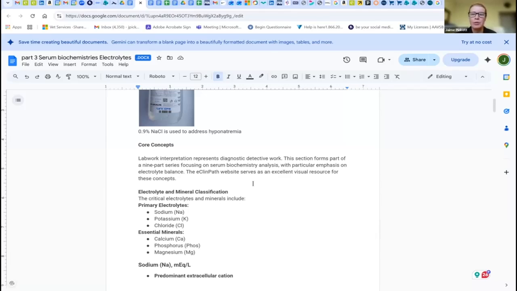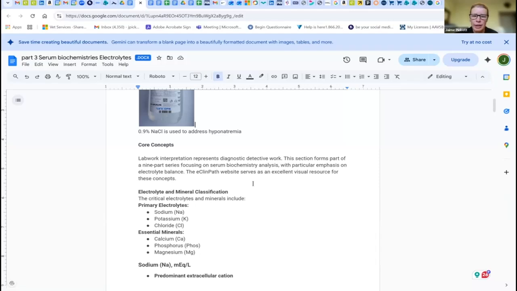I always tell students that interpreting electrolytes is a lot of detective work. The pattern, not just the number, tells you the story. Just like the other things we've talked about, you can't just look at that number. And if you ever want great visuals, eClinPath is a fantastic resource.